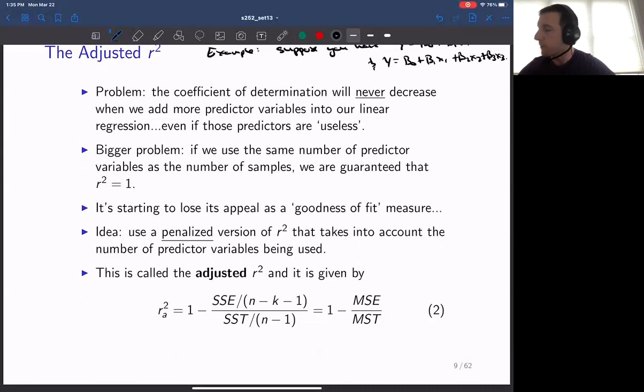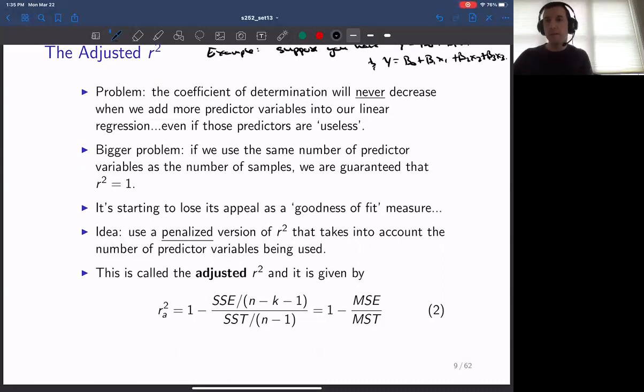And the adjusted R squared, instead of taking SSE over SST, takes MSE over MST, where MSE is the SSE divided by n minus k minus 1, and MST is the SST divided by n minus 1.